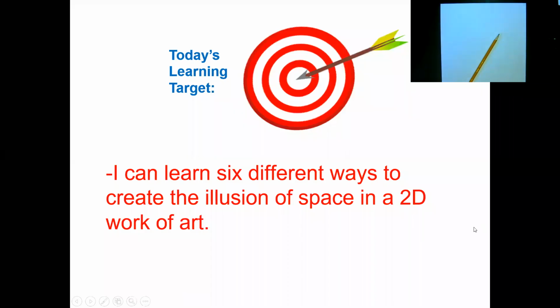Hey everybody, welcome back. Today I want to teach you about 6 different ways to create the illusion of space in a 2D work of art. So for the longest time, artists have had this problem, right? They've got a canvas or a piece of paper and they're trying to show this immense depth and distance. And how do you do that?